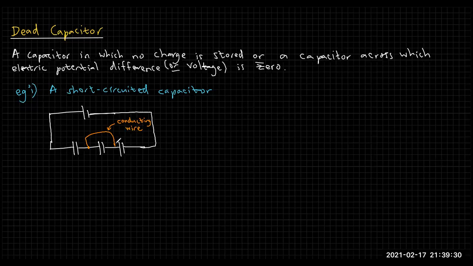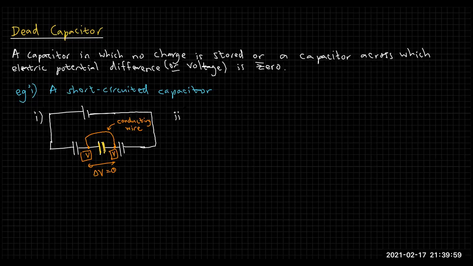At this point and this point, the potential becomes the same electric potential. Therefore, the potential difference across this, delta V, is 0. Therefore, this is a dead capacitor. So I'll highlight that in yellow color. This is one of the examples for a dead capacitor. Sometimes they will do this. It does not really have to look like that.